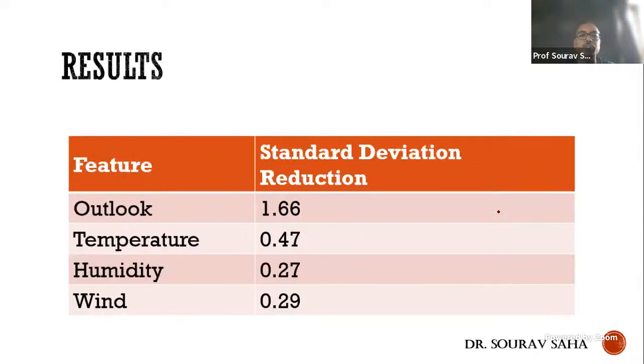Now, if we tabulate this, for outlook the reduction was 1.66, for temperature it was 0.47, humidity is 0.27, and wind is 0.29. My question to the class is: based on whatever you understood, which particular feature would I use to make my split? Please, I would like to have the answer from everyone. Which particular feature do you think you'll be using for splitting? If you have understood, I think all of you can answer.